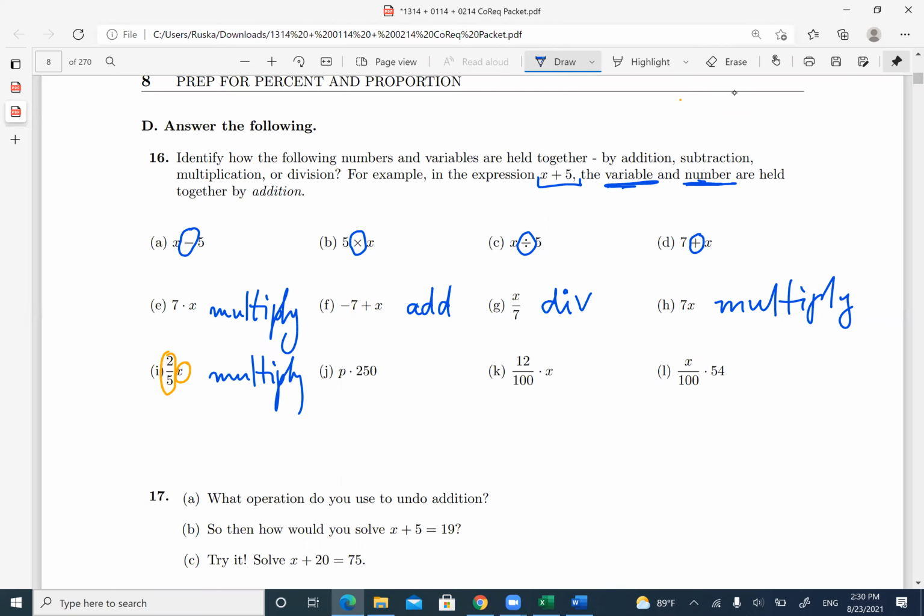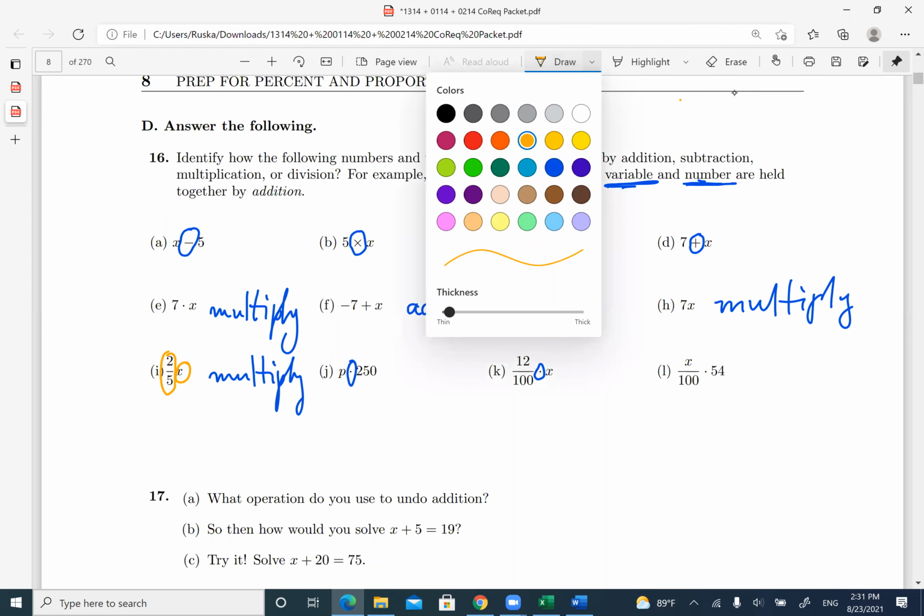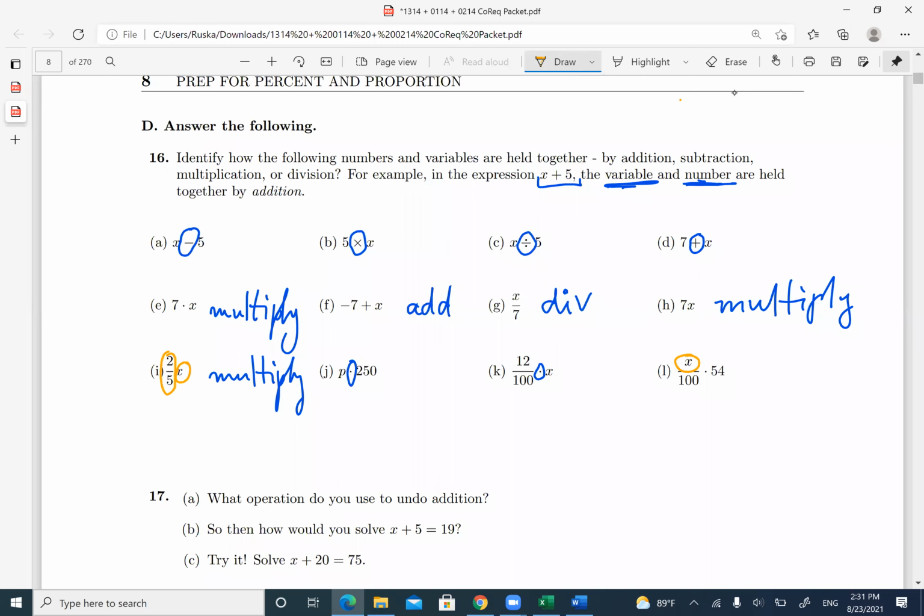Okay, next one. P times 250, obviously it's multiplication. The next one is also multiplication. And the next one, now what is the next one? X over 1000 times 54. What is the operation here? Division. That's right, because X is in the top and the number is in the bottom, right?